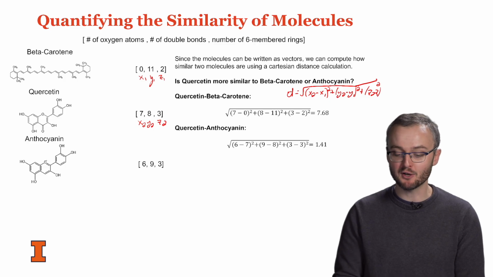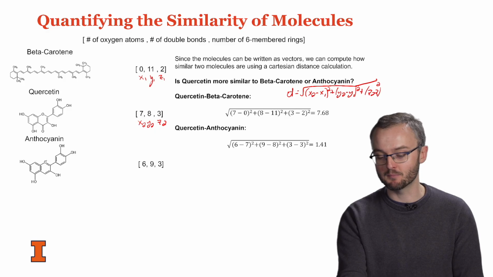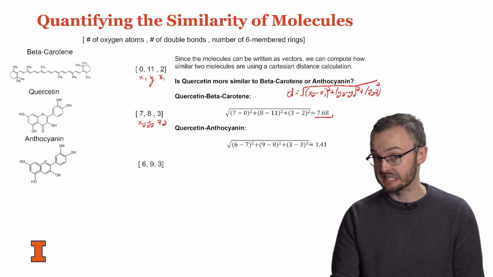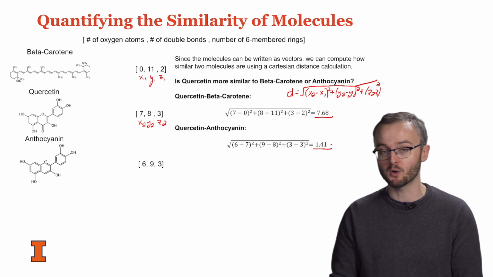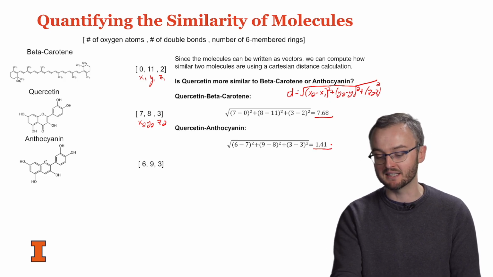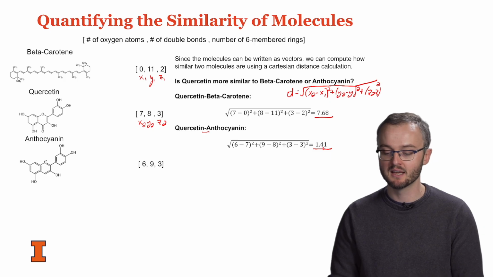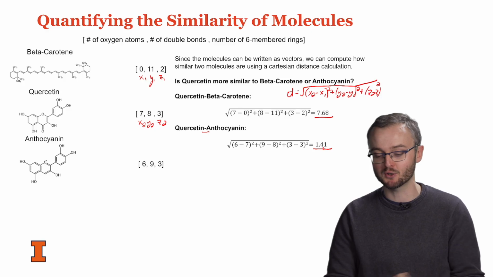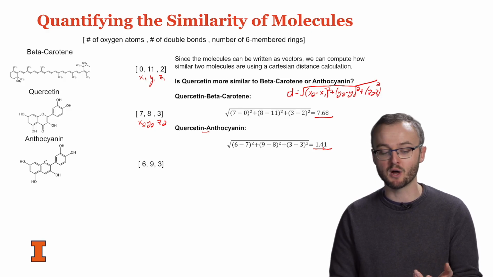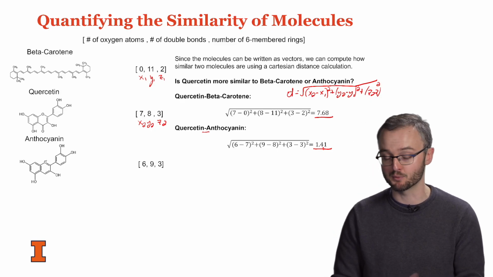So if I do this calculation explicitly for these three-dimensional vectors, and I do it for quercetin, beta-carotene, I would get 7.68. And I do it for quercetin and anthocyanin, I would get 1.41. This says that the distance between these two molecules, 1.41, is smaller than the distance between these two molecules, which is 7.68. So this is actually a way to not only just characterize a molecule for a machine learning algorithm to read, but to actually start to quantify numerically how similar or dissimilar molecules are, which is pretty cool.